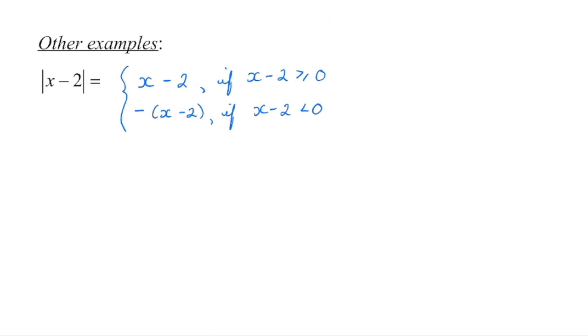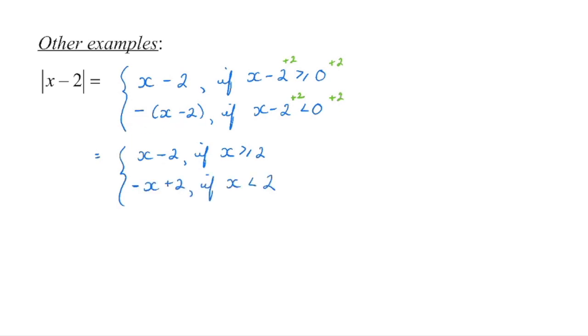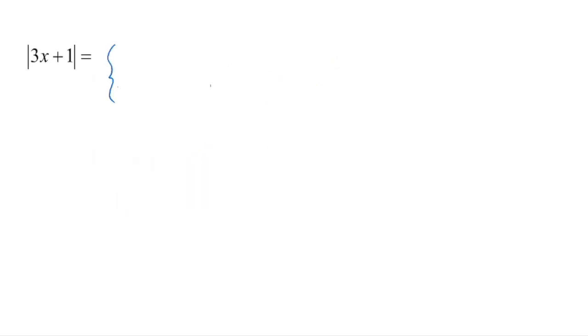And then I can go ahead and simplify this. So in terms of the domain restriction, which is what this is, I'm going to isolate x by adding 2 to each side. And then I can also distribute this negative sign into the brackets to eliminate those brackets. So this one can simplify into negative x plus 2, and that's going to occur when x is less than 2.